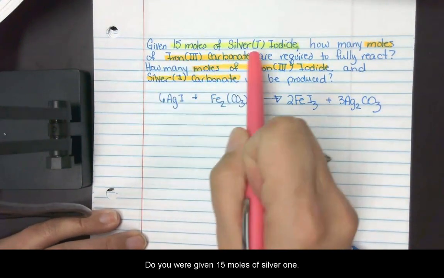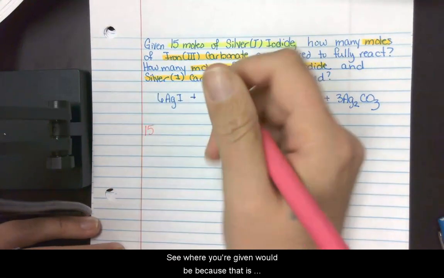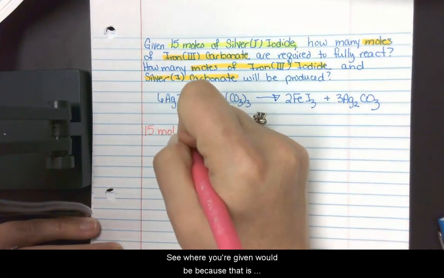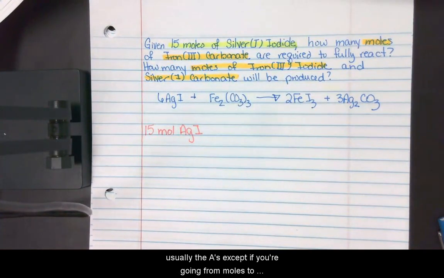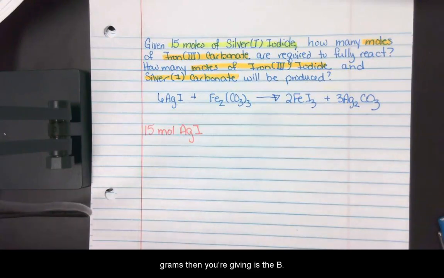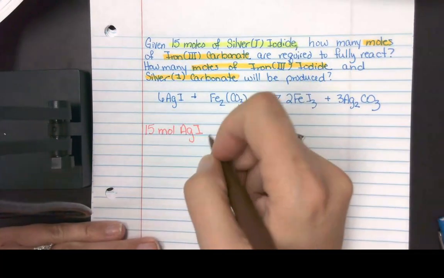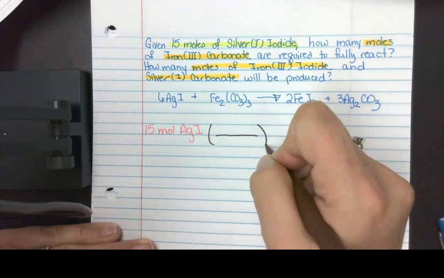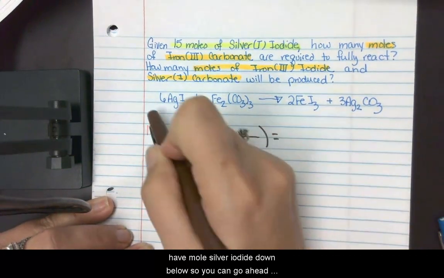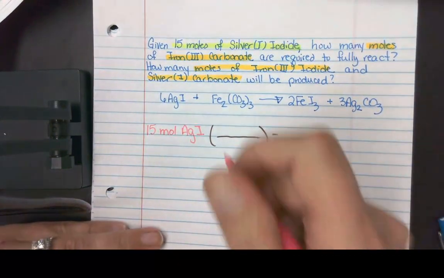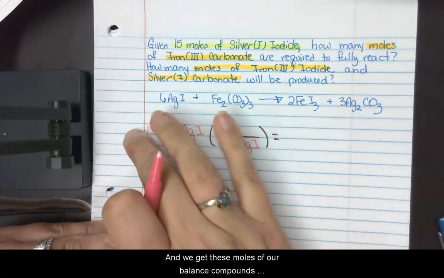So you were given 15 moles of silver 1 iodide, so you put the 15 mole over to where your given would be, because that is your given. Remember, if you're following this, your given is usually the A's, except if you're going from moles to grams, then your given is the B's. Then we're just going from moles to moles, so we set up our molar conversion. Because we have mole silver iodide here, we have to have mole silver iodide down below, so you can go ahead and cross it out. And we get these moles from our balanced compound.